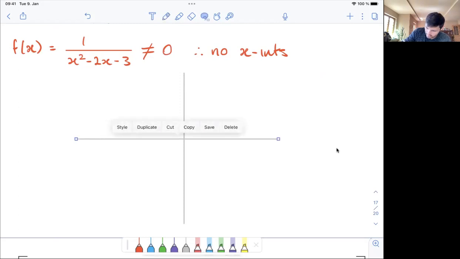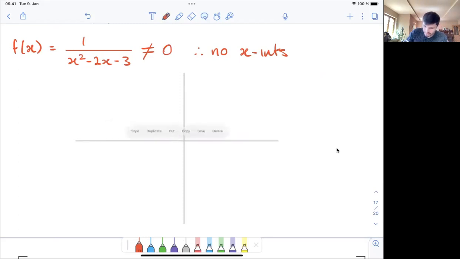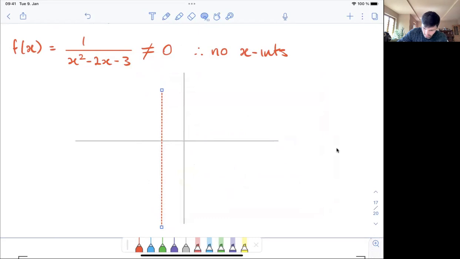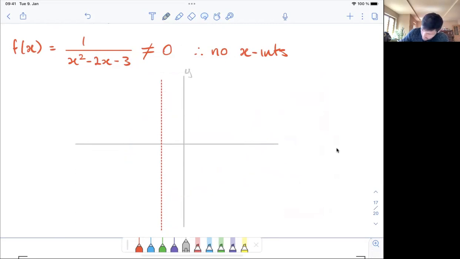Okay, so first things first, let's put in the vertical asymptote. Let's say that's the one for x is equal to negative 1. Let's do a dotted line for this. So we'll go there, and actually let's bring this whole thing down slightly. Okay, and we'll label this y and x. Okay, and that is x is equal to negative 1.